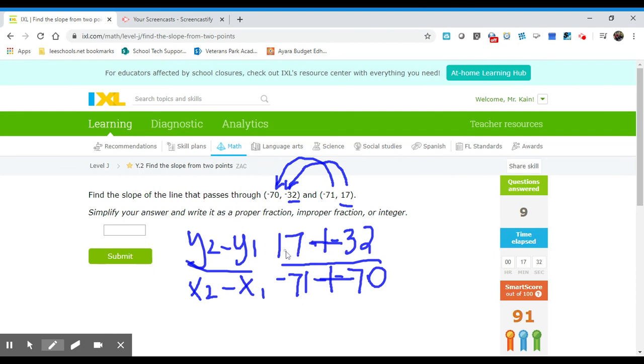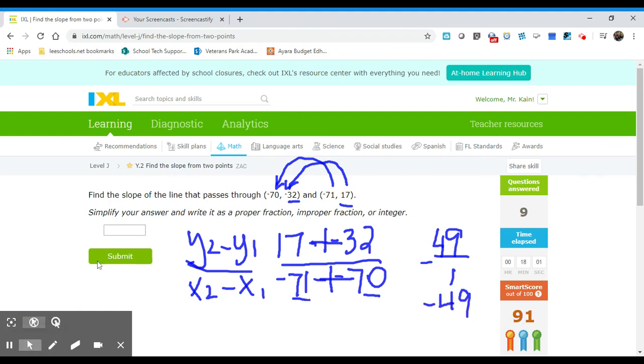Okay, now let's add the top. We have 17 plus 32 is 49. Double check that, 49. Yep. And now we have different signs, which means we have to subtract. 71 minus 70 is 1. And let's ignore the signs and look at the numbers. 71 is larger than 70, so it's going to be negative 1. And this will simplify to negative 49. Let's put it in, type it in, and that should do it.